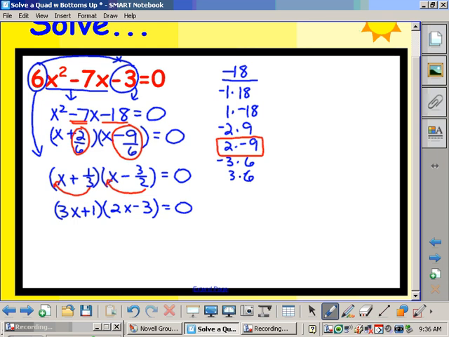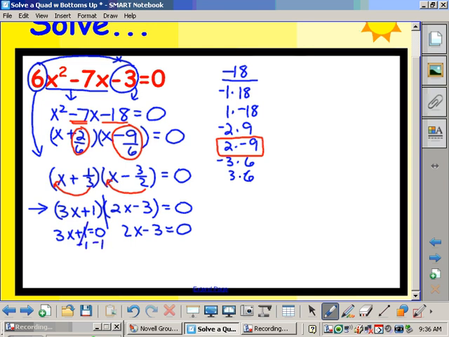Now again, at this point before you finish solving, you may or may not want to FOIL this just to make sure that when you FOIL it, you get back to your original trinomial. And I can tell you right now that it does work in this case, so we're on the right track. So now we will create our two equations and solve both of them to find our x-intercepts.